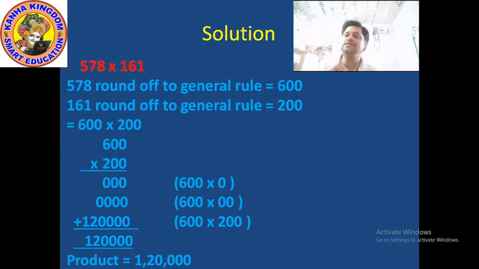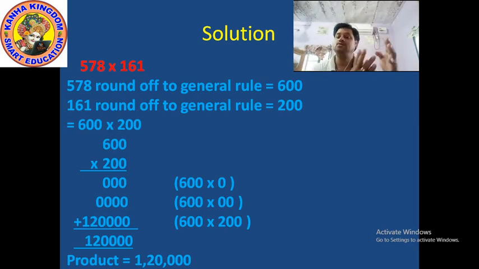And which digit is in the tens place? 0, so 0 multiplied by 0 becomes 0. And after that, the hundreds place: which digit is there? 6, so 0 multiplied by 6 becomes 0. So the second line is 0000, because you have to multiply by 200, meaning 600 multiplied by 00.